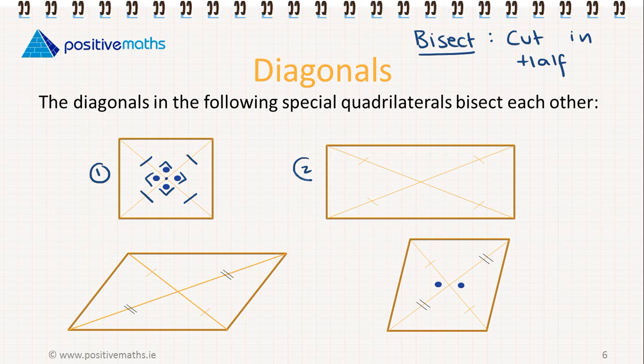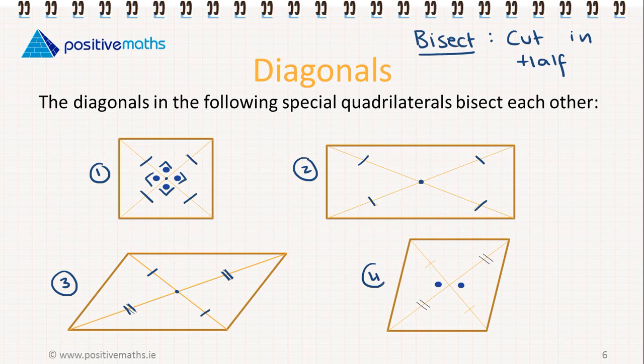Now if we look at the rectangle, again, the two diagonals bisect each other. They cut each other in half, and all of these distances are equal in measure. Our next one, we'll look at our parallelogram. Again, the diagonals bisect each other, but this time there are different measures. We have two dashes on these lines, which means they are equal, and one dash on each of these lines, which means they are equal.